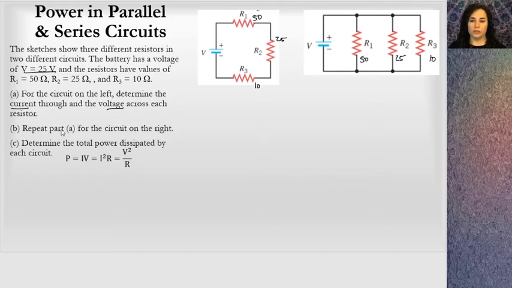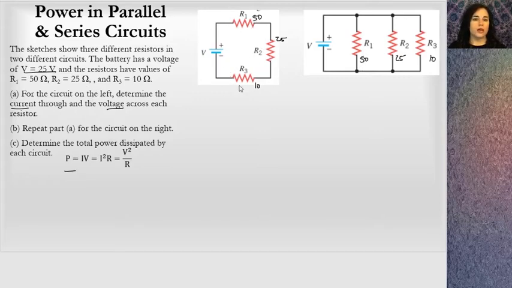And then part B says repeat A for the circuit on the right. So we want to find the current through each resistor and the voltage on each resistor here. And then finally, we're going to integrate power, and we're going to look at the difference, determine the total power dissipated by each circuit. So they have the same voltage supply and the same resistors in it, but they're arranged differently. So we're going to see which circuit is delivering more power to those resistors, to the load of that circuit. So let's start with the series circuit over here.